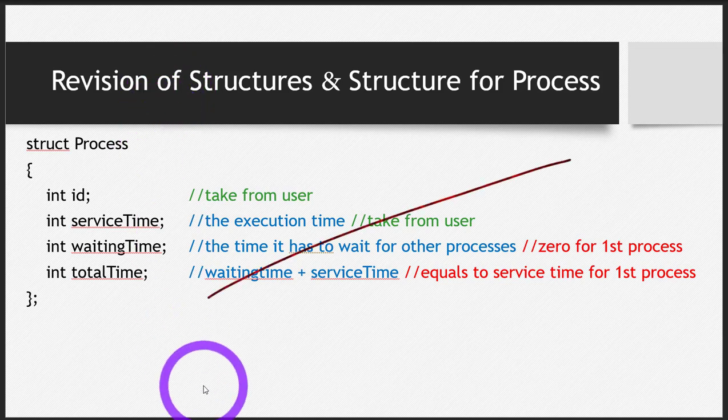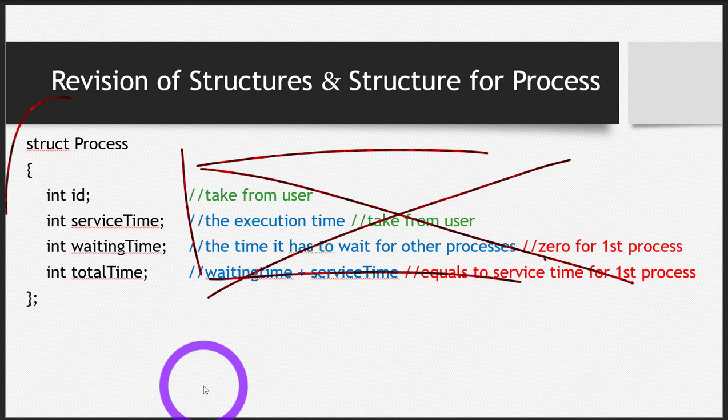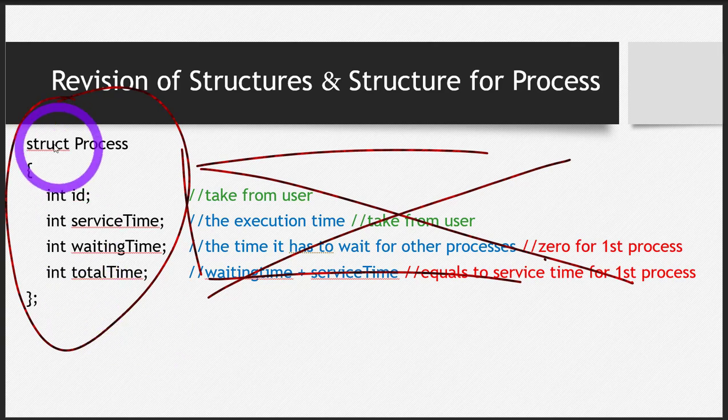So first of all, ignore this whole thing. Don't consider this. First of all, just look at this thing. How do we declare a structure? What's the syntax? So first of all, you write the keyword. Okay, we are talking about C language here. In this tutorial, we are following C language. So we're talking about the syntax of C language.